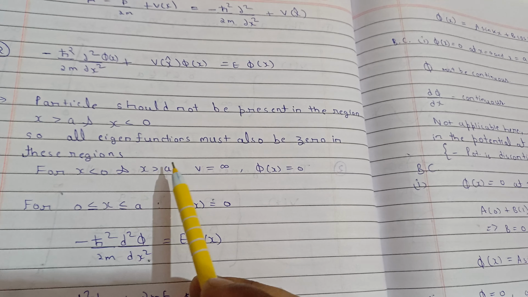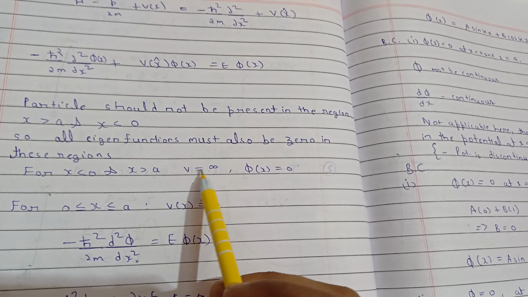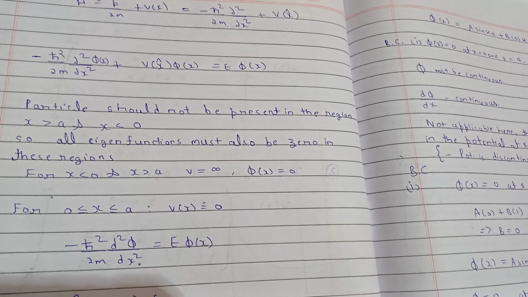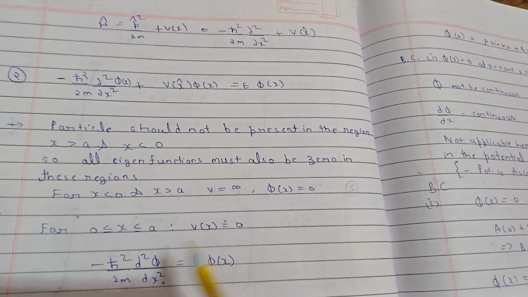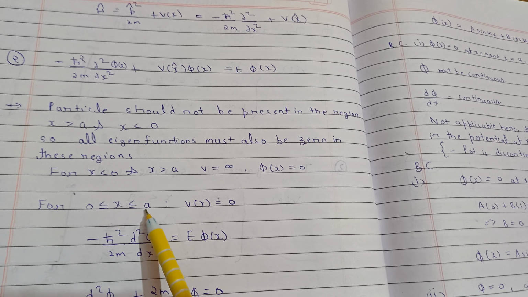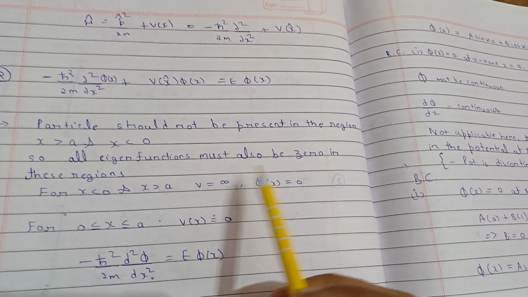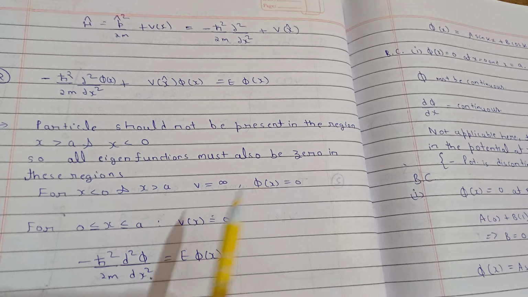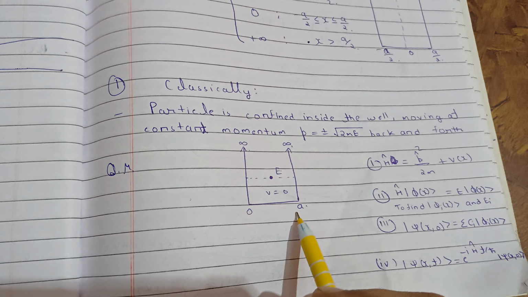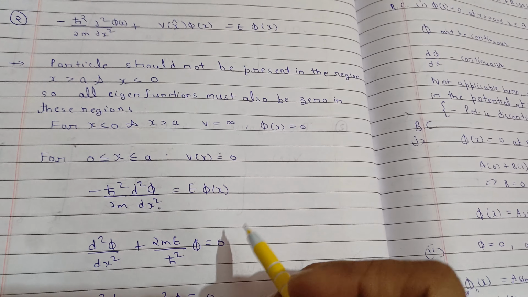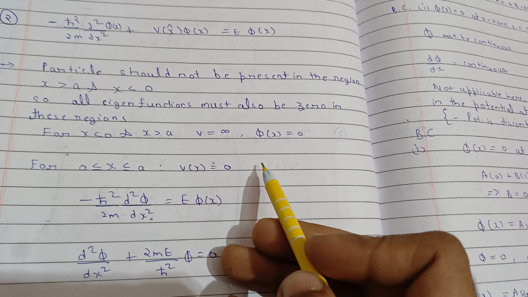For x less than 0 and x greater than a, V will be infinite. This is the potential infinite, and the eigenstates will be 0. But for x from 0 to a, the potential is 0, so there can be eigenstates. We need to write this equation only for this case, x from 0 to a. So for x from 0 to a, what we have is that the potential is 0.